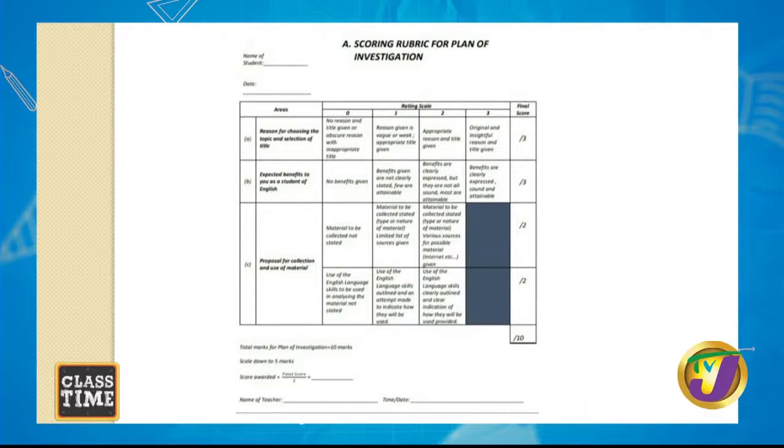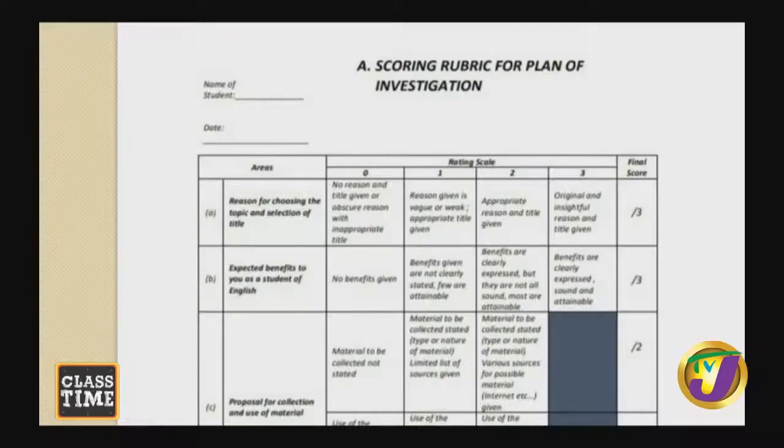So under the reasons for choosing the topic and the selection of the title, of course, for the full marks, you need to have an original and insightful reason. And of course, you gave the title. So you must say what it was that you were writing about. Then under the expected benefits to you as a student, for the maximum marks, you need to clearly state the benefits, and you need to make sure that your benefits are sound and that they're attainable.